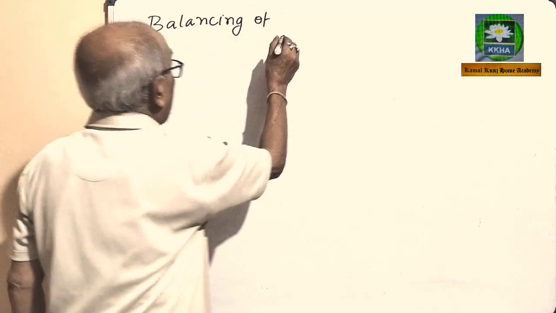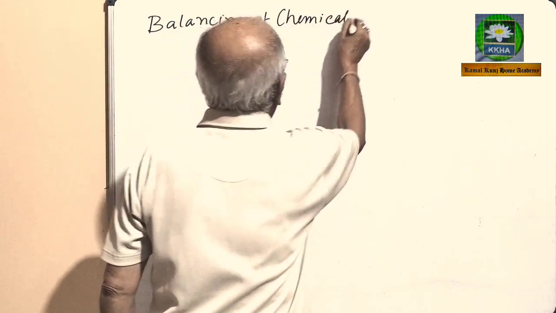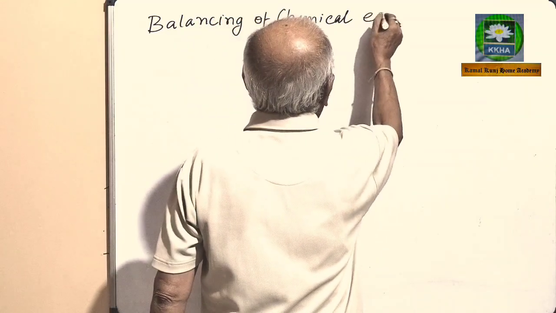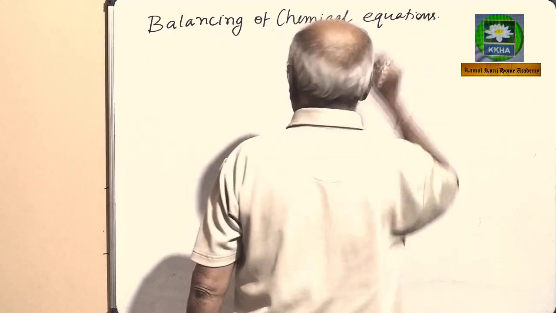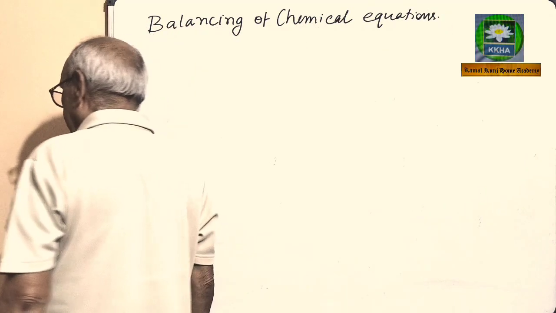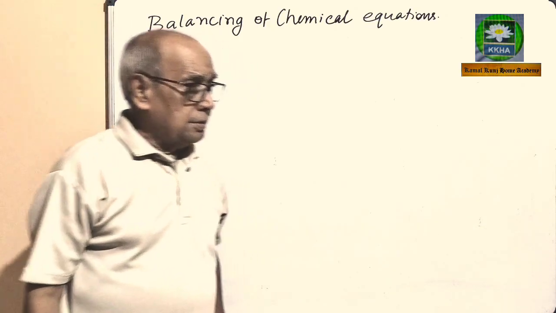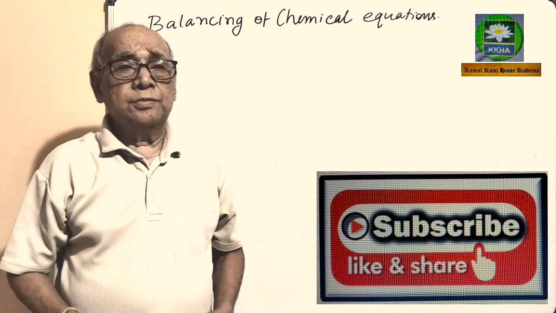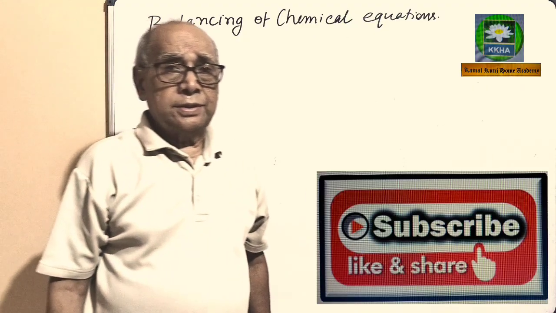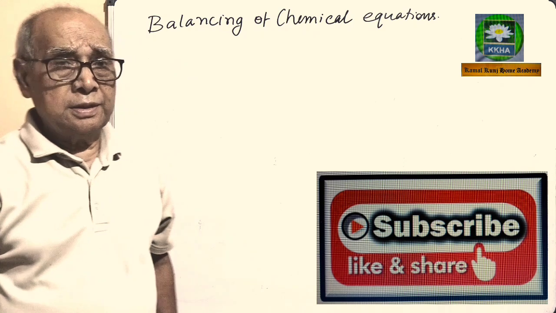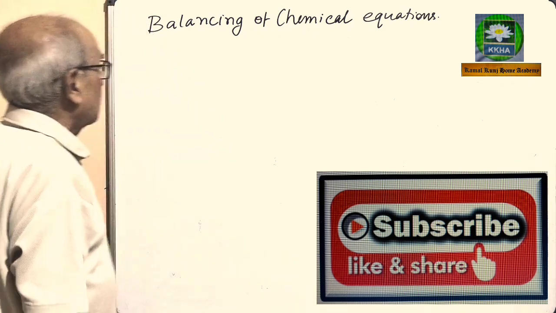Balancing of chemical equations. From the law of conservation of mass, we know that in a chemical reaction, the mass of the reactants is equal to the total mass of the products.